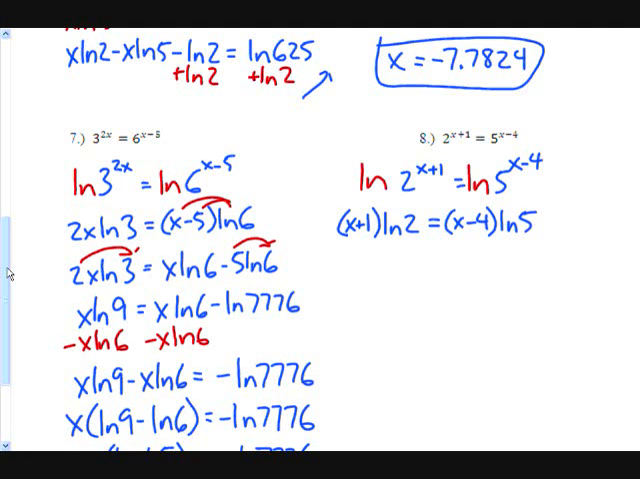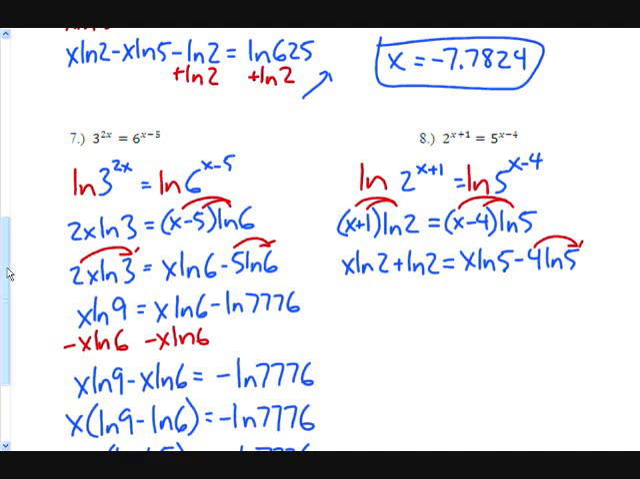And now I can use my distributive property. So here I'm going to distribute, here I'm going to distribute. So that's going to be an x natural log of 2 plus the natural log of 2 equals, this is going to be an x natural log of 5 minus 4 natural log of 5. And the first thing I can do right away, again, is use my properties of logarithms to simplify this guy over here. I can bring this up as an exponent.